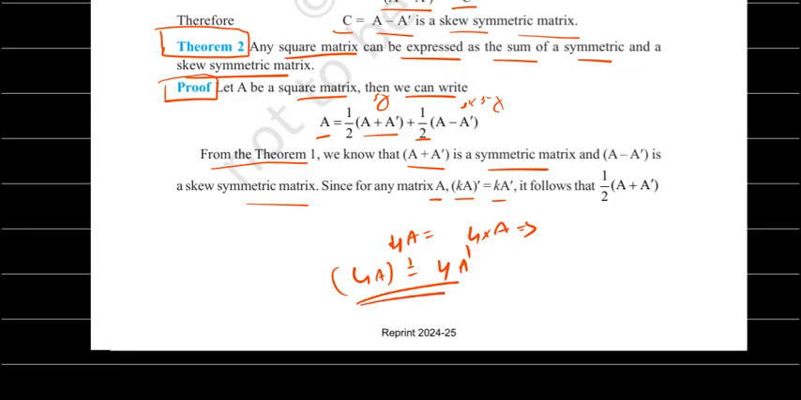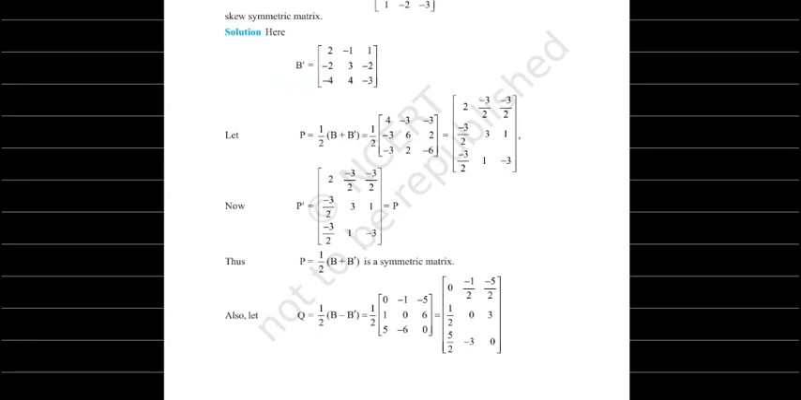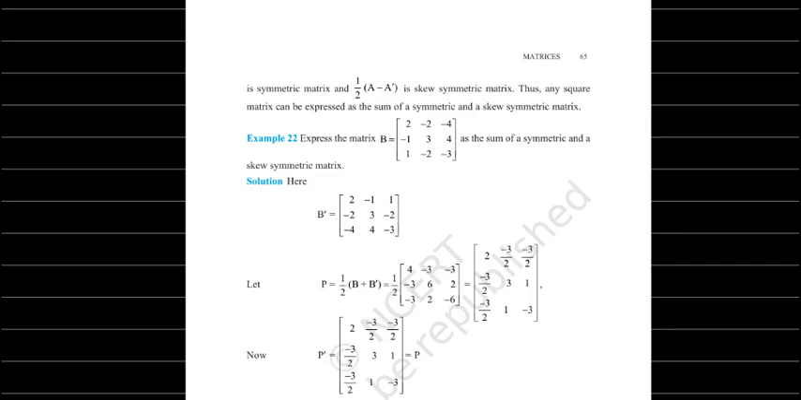It follows that, see the constant they have taken, 1 by 2. The same thing, they have taken the constant term, 1 by 2 into A plus A dash. Let us see what is in the next page. It is a symmetric matrix, and 1 by 2 A minus A dash is a skew symmetric matrix. Same, A minus A dash means skew symmetric. Thus any square matrix can be expressed as the sum of a symmetric and a skew symmetric matrix.